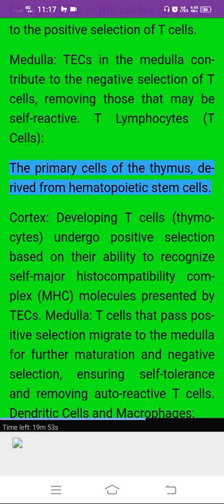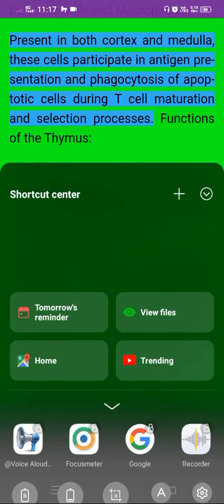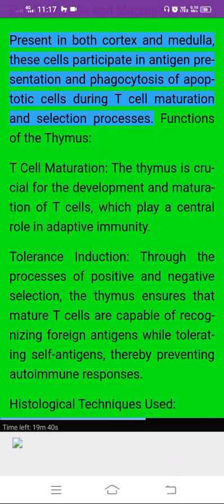T lymphocytes, or T cells. The primary cells of the thymus, derived from hematopoietic stem cells. Cortex. Developing T cells, thymocytes, undergo positive selection based on their ability to recognize self-major histocompatibility complex, MHC, molecules presented by TECs. Medulla. T cells that pass positive selection migrate to the medulla for further maturation and negative selection, ensuring self-tolerance and removing autoreactive T cells. Dendritic cells and macrophages. Present in both cortex and medulla, these cells participate in antigen presentation and phagocytosis of apoptotic cells during T cell maturation and selection processes.